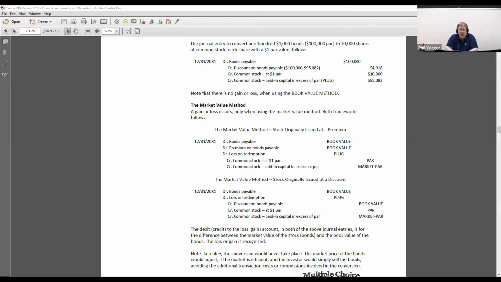Basically, Phil, if you can do this journal entry, you'll know whether it's a gain or loss because you need your journal entry to balance. You can't determine if there's a gain or loss unless you make a journal entry, right?